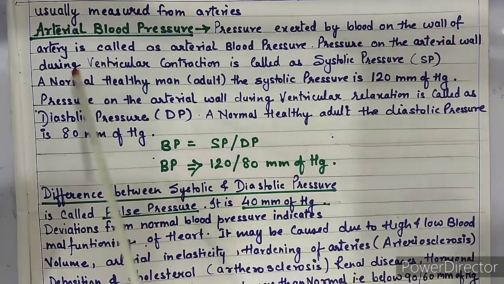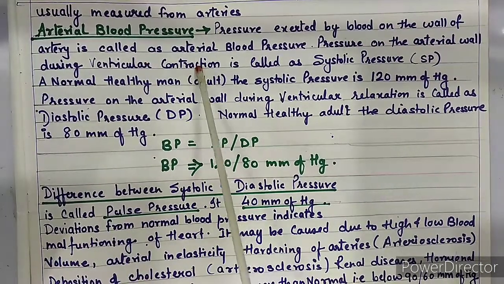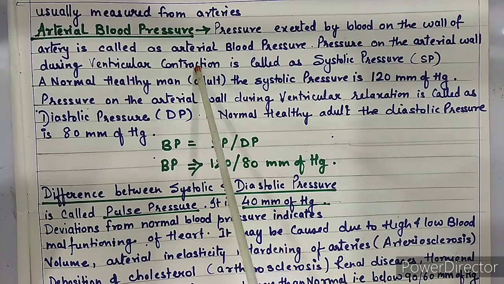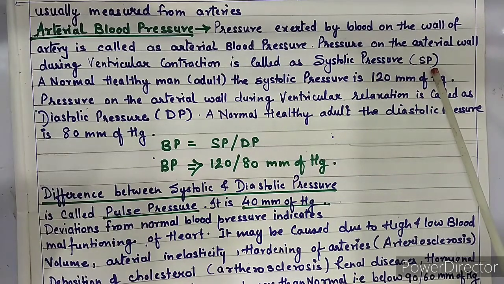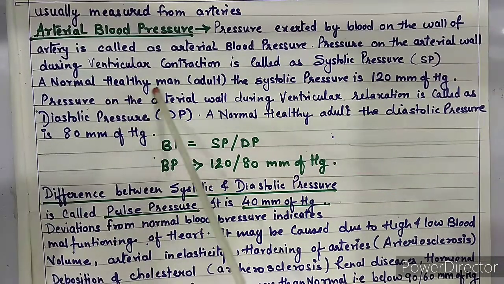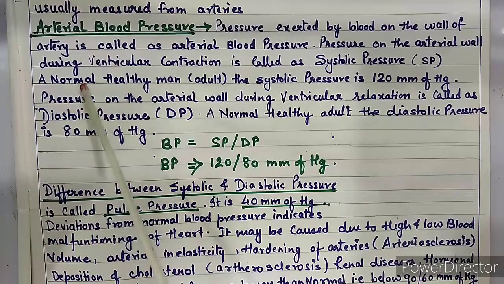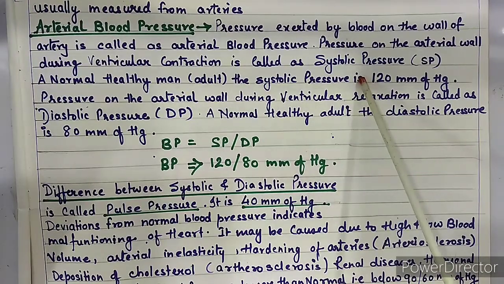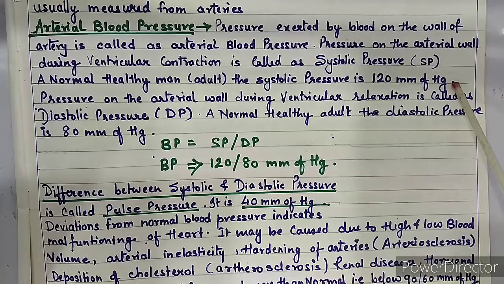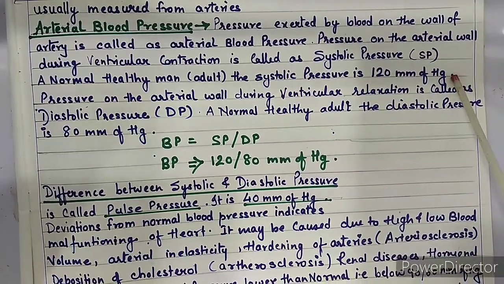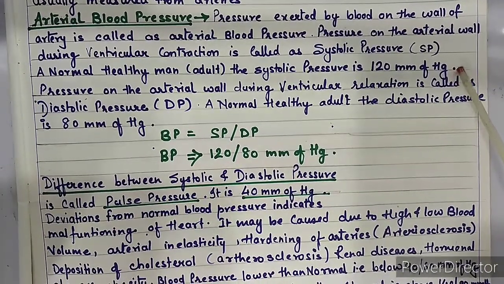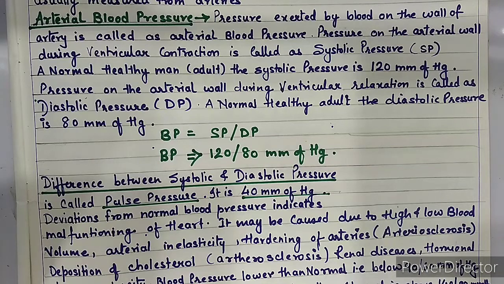The pressure on the arterial wall during ventricular contraction, that is during the ventricular systole, is called systolic pressure, SP. For a normal healthy adult, the systolic pressure is 120 mm of mercury. Blood pressure is measured in a column of mercury.